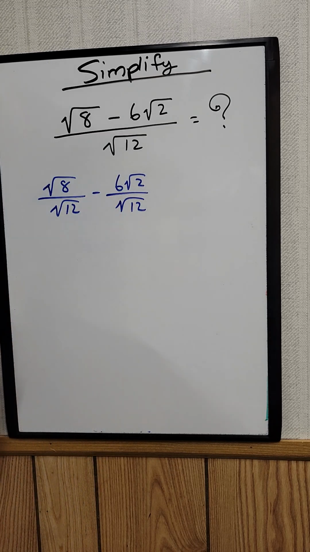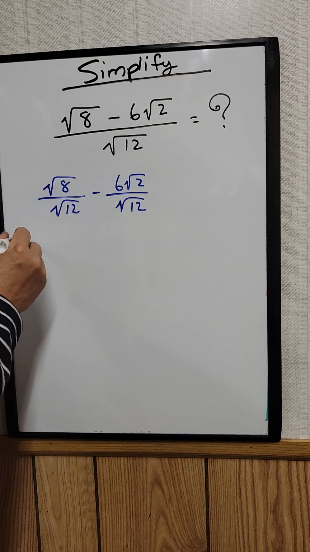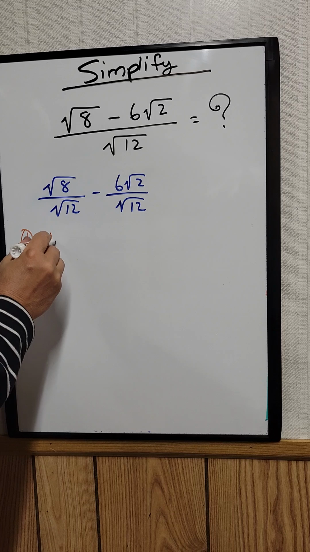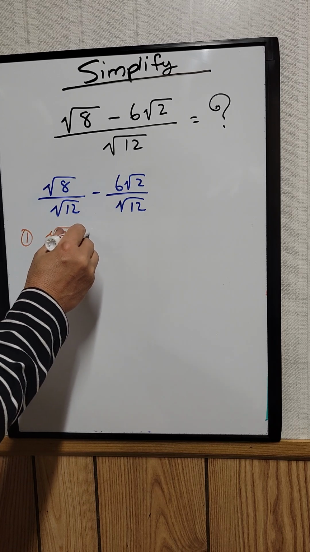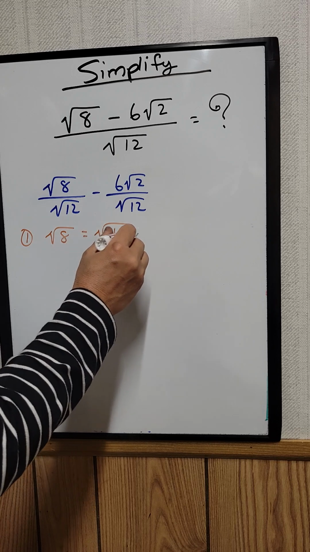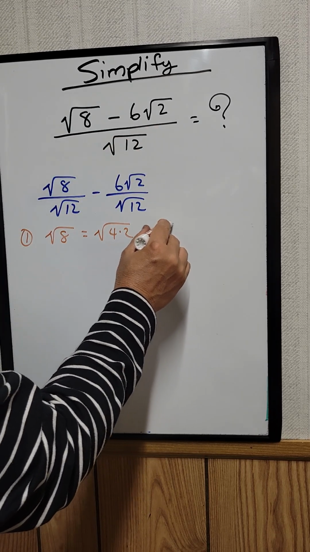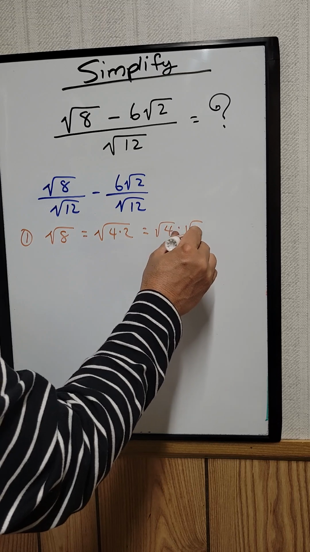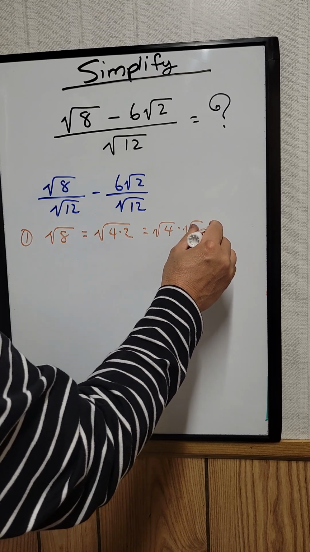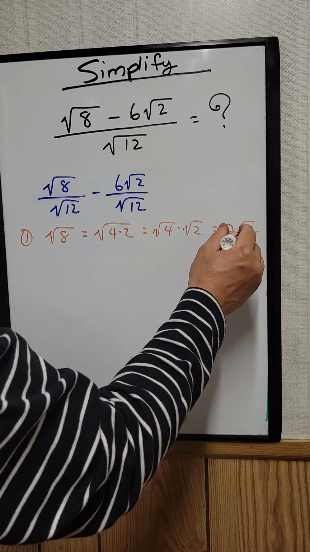Okay? Now, the next step is to break down the square root of 8 and the square root of 12. So what is the square root of 8? The square root of 8 can be written as the square root of 4 times 2. 4 times 2 is 8. So that's equal to the square root of 4 times the square root of 2. What is the square root of 4? It's a perfect square. That's equal to 2. So 2 times the square root of 2. Okay?